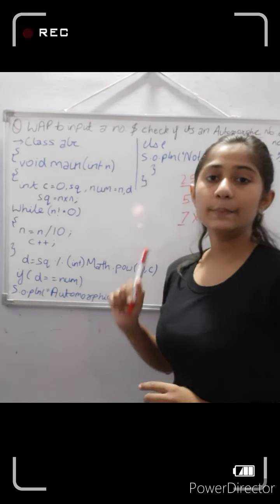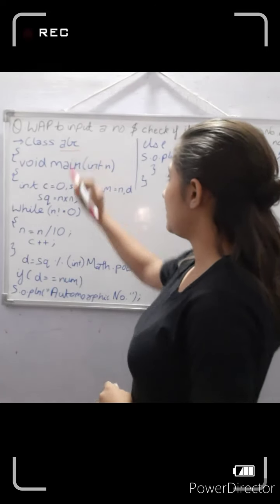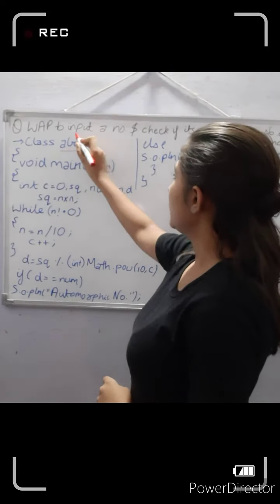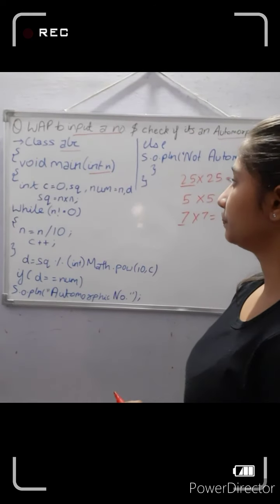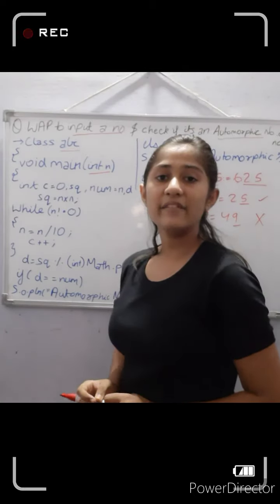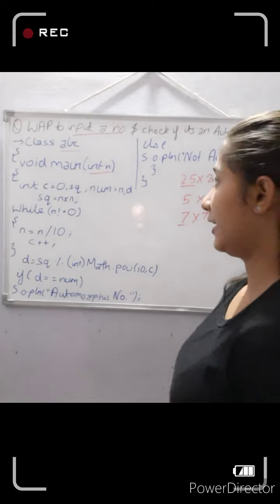Now we are going to see the program. You can take any class name. For example, I have taken class name ABC. In void main, you have to write integer n as the question is asking the user to input a number. Now, int c is equal to 0. So over here, we have initialized the counter equal to 0 to count the number of digits entered.